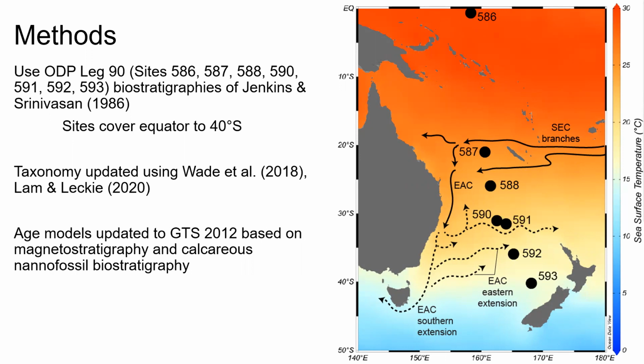The taxonomy was updated to that of Wade and others from the Oligocene Atlas, and the taxonomy of Lamb and Leckie for Northwest Pacific Neogene Foraminifera. The age models for the 7 sites was constructed based on magnetostratigraphy and calcareous nanofossil biostratigraphy, with ages and datums updated to the geologic timescale 2012.